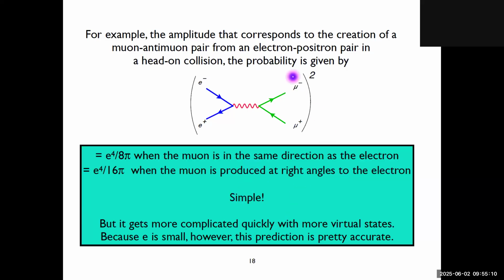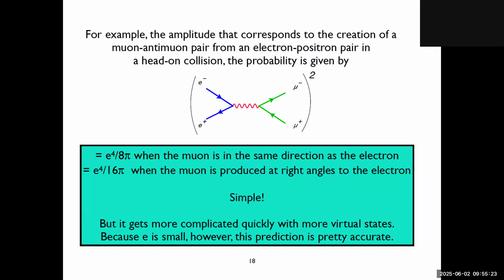And this is the process on which many, many experiments have been done to test out these theories, starting at this lowest order and working to much higher orders. But of course, it gets more complicated quickly with more virtual states. But in the case of QED, quantum electrodynamics, because e is a small number, e squared over 4 pi is 1 over 137. So e is small, but it's not that small. It's actually like a 10th or so. This prediction is pretty accurate. Just e to the 4th over 8 pi compared to e to the 4th over 16 pi.